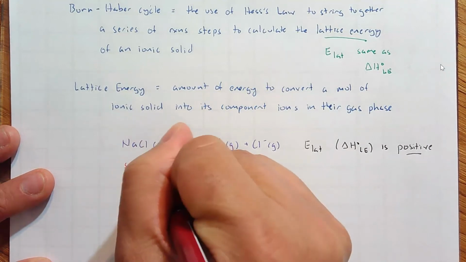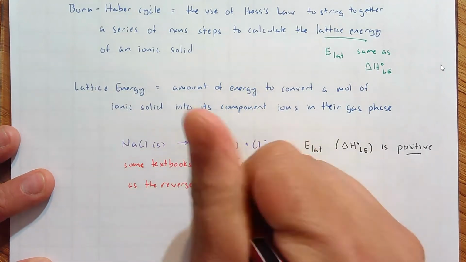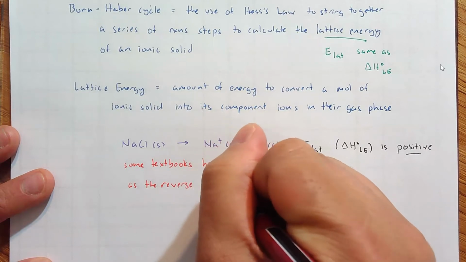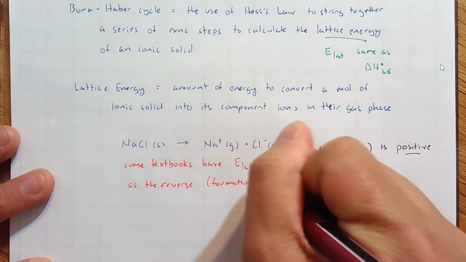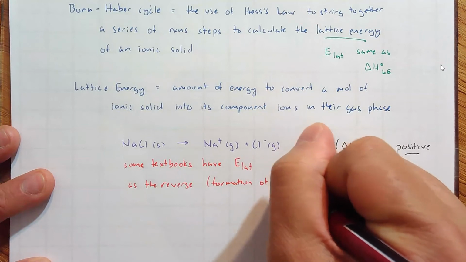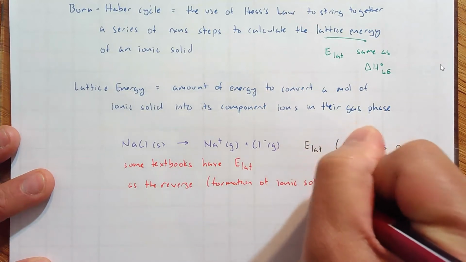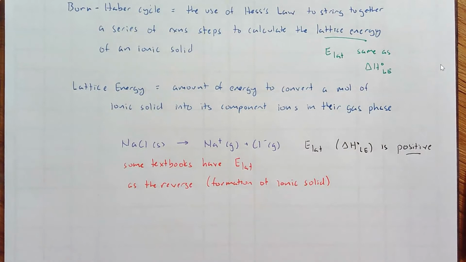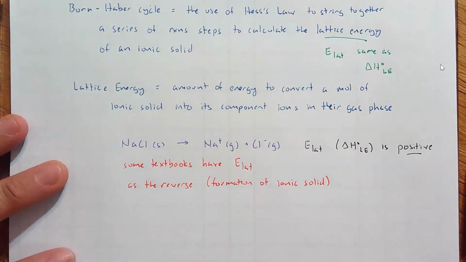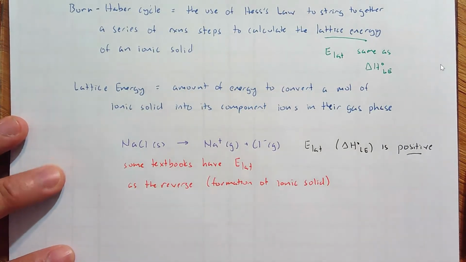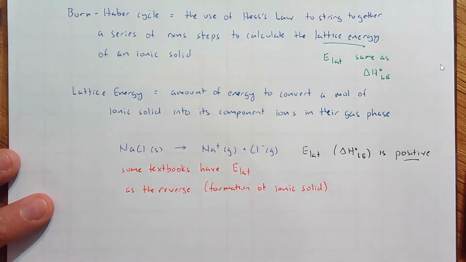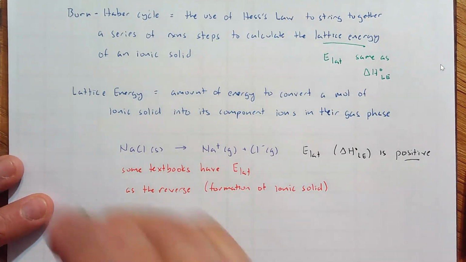as the reverse, which is the formation of ionic solid. Now, the fact of the matter is, lattice energy cannot be measured directly. We'll have to use this Born-Haber cycle, which has a Hess's law approach.